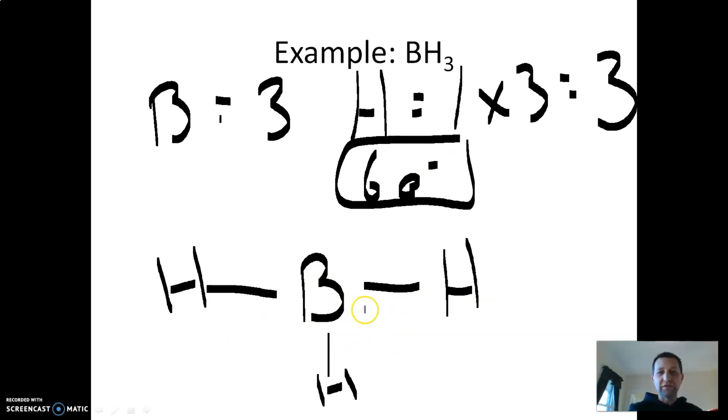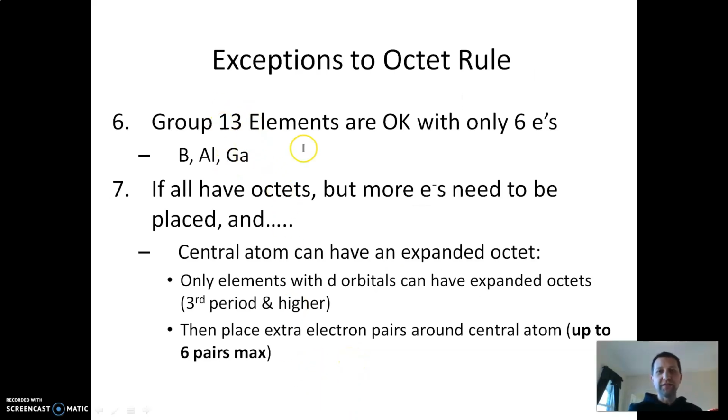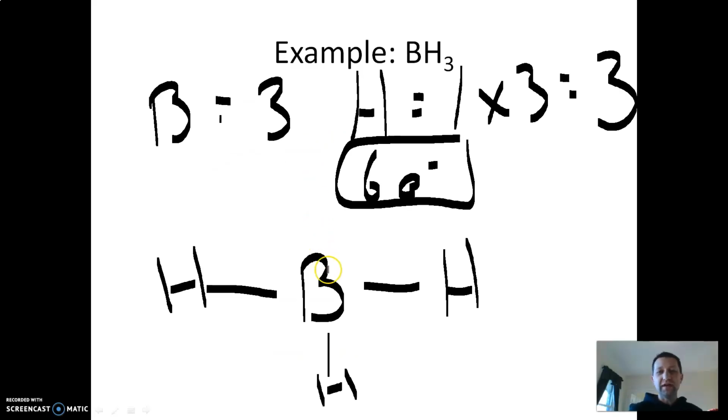Okay, let's count electrons. I have 2 electrons here, 2 electrons here, 2 electrons here. That is 6. So guess what? I'm done. Boron's an exception. Any group 13 element is an exception. They can have an octet, but they're okay without an octet. So this is actually a valid Lewis structure here, and we're done.